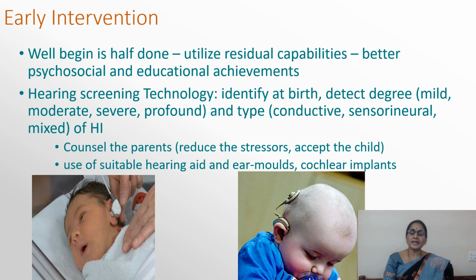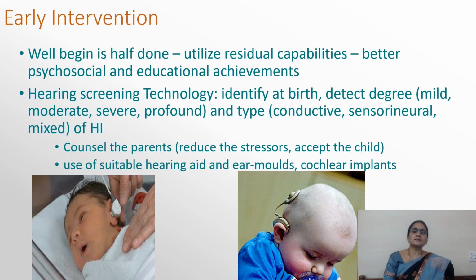As soon as we identify the child with hearing impairment, we can immediately provide the intervention. First of all, we can counsel the parents. Why? Because they feel so much stress in accepting the child. By giving counseling, the parents will accept the child, and with the help of an audiologist, the residual hearing capabilities of the child can be utilized with proper hearing aids, ear molds and cochlear implants. By using their residual capabilities, there are chances for better psychosocial and educational achievements.